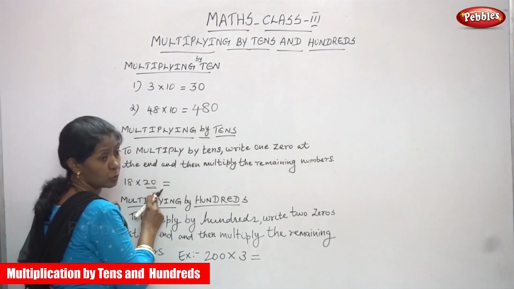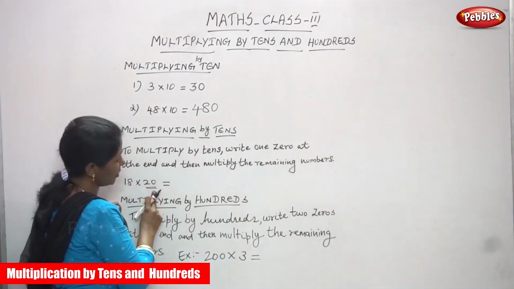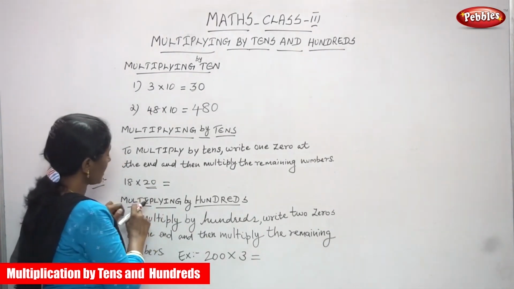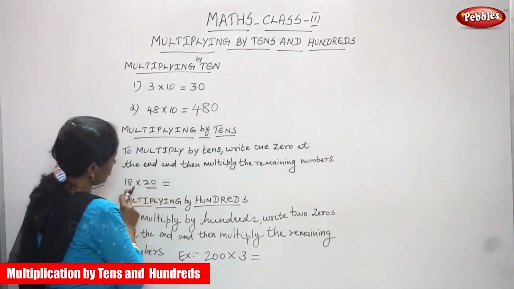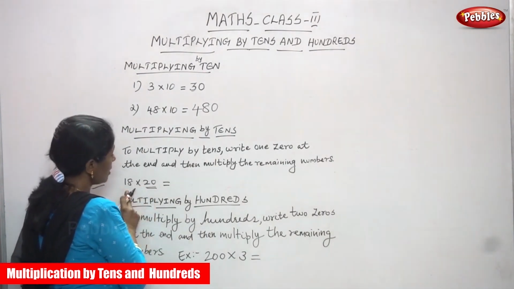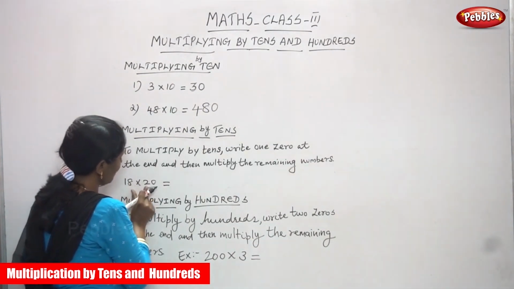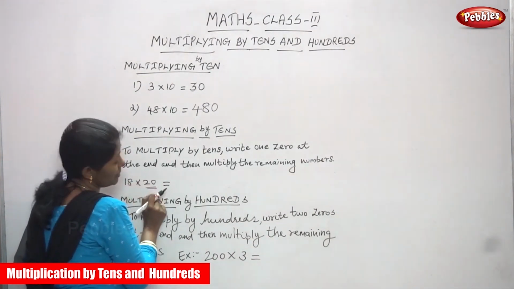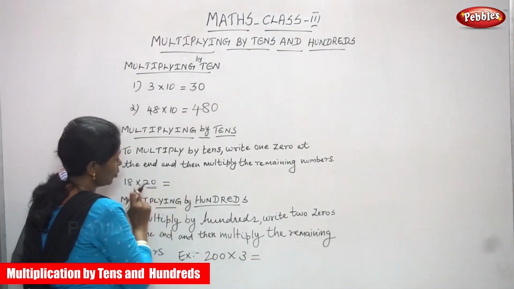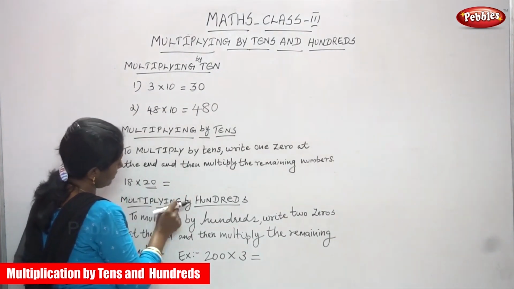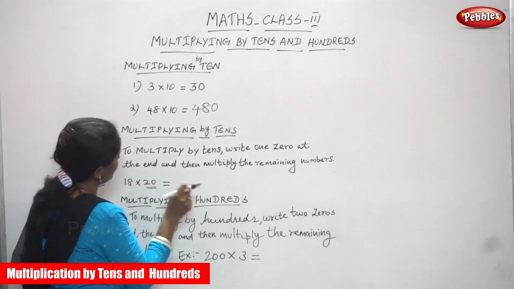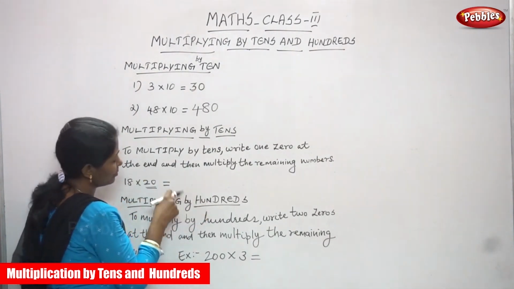So how many tens here? 2 tens. That is 20. 2 into 10, you can get 20. So you're going to multiply by 20 with a particular number, that is 18. First, you have to multiply. Generally, I am saying first you have to multiply the numbers, then you must add 0 at the end. Otherwise, as the rule says, write 0 at the end and then multiply the remaining numbers.